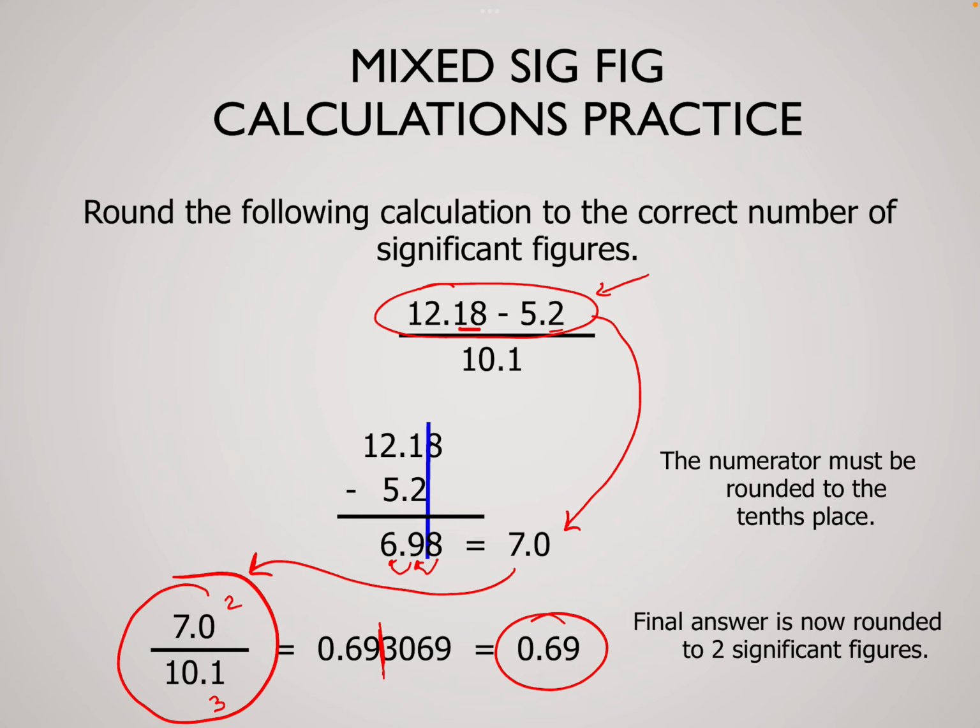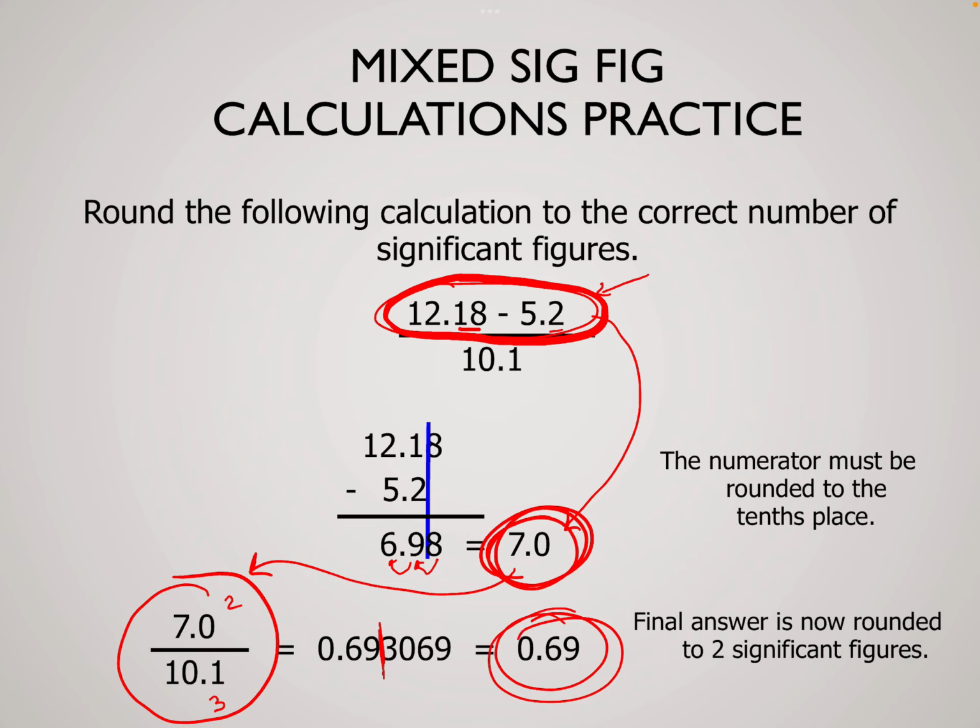That 3 doesn't round up to 9, so we get that. If we have both addition and subtraction and multiplication and division in the same problem, we have to follow one of the rules first, round to the correct number of significant figures according to that rule, and then change rules and round to that number of significant figures.